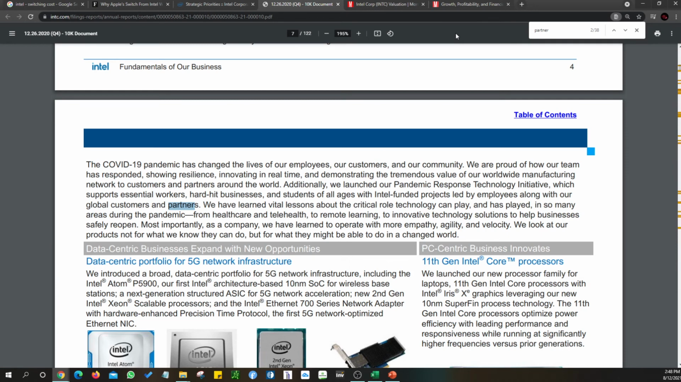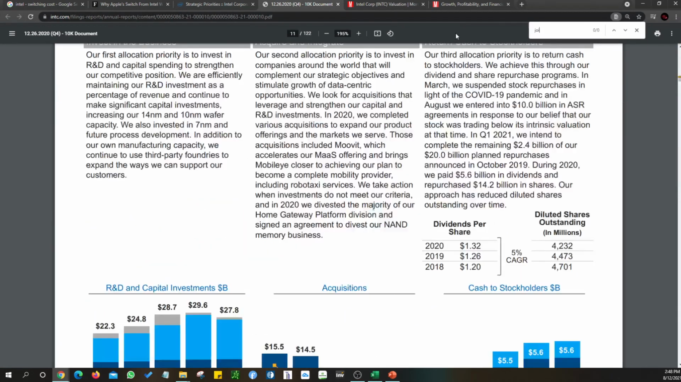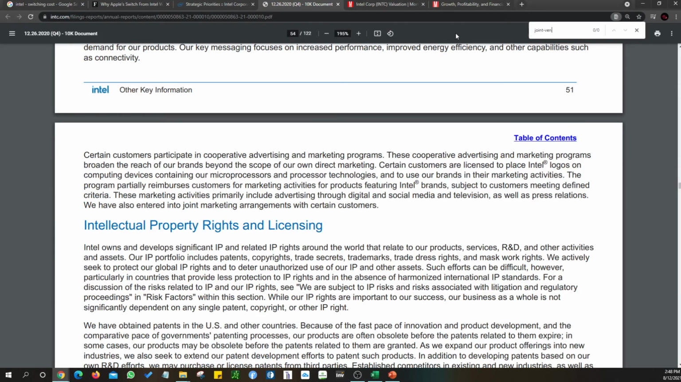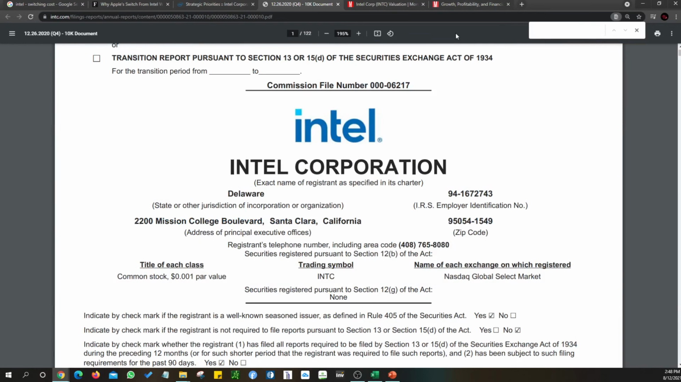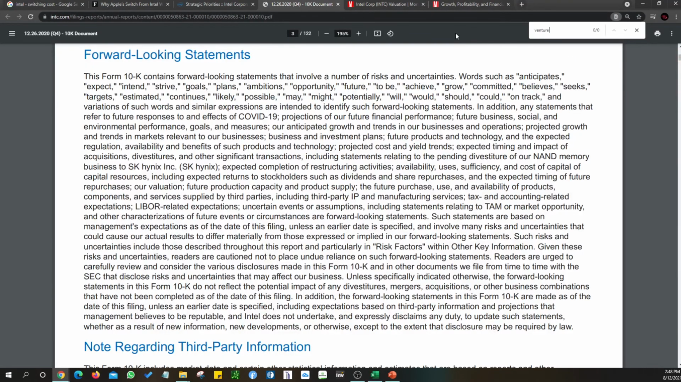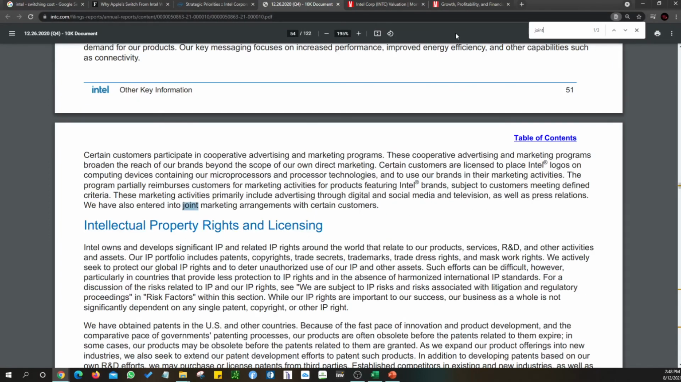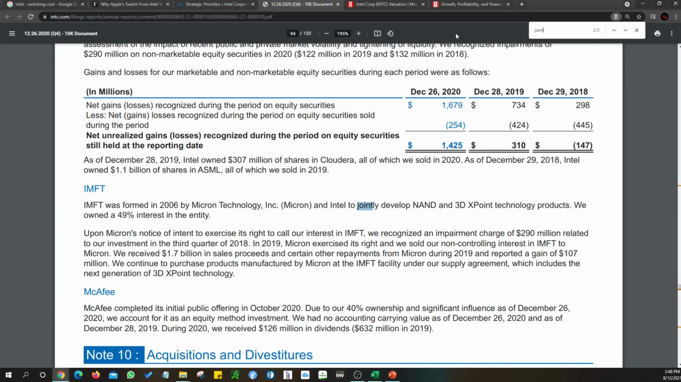And then they have joint ventures. Let's look at joint ventures, guys. I have done my preliminary investigation, so that makes it a little easier. Okay, joint marketing, joint development. Yeah, this is the one. So they actually joined with Micron to come up with NAND, or 3D XPoint technology.